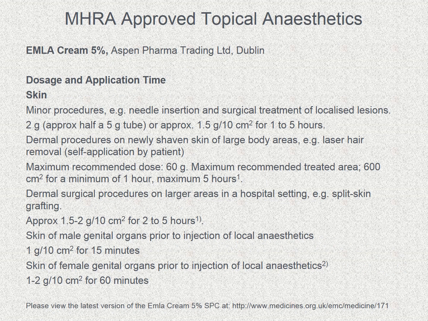So let's look at the dosages and application times for EMLA. For minor procedures such as needle insertion, or a cannula, for example, often going into the back of the hand, or for a local surgical treatment of localized lesions, you would apply 2 grams, normally if it's for a needle insertion, to a small area, say of about 2.5 centimeters by 2.5 centimeters. If it was a larger area, say 10 centimeters squared, then you could go up to around 1.5 grams, so just less than half a tube for an area of 10 centimeters squared.